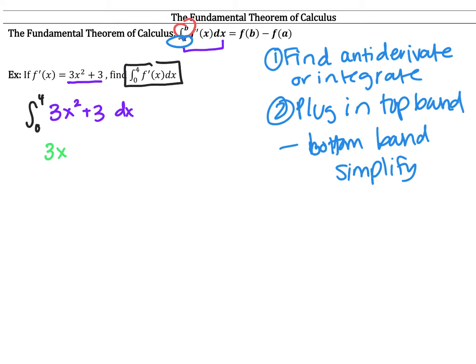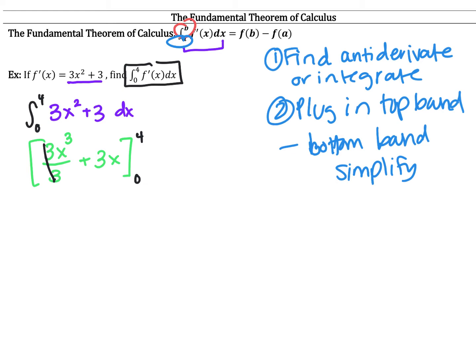Just to review, we would add 1 to this exponent, right? 2 plus 1 is 3, and divide by that exponent. And this other 3 would just get an x. Now, we can't pretend for too long that there weren't actually numbers on those bounds. There were. So we're going to evaluate this from 0 to 4. I'm going to go ahead and identify that that is just going to divide to be 1.